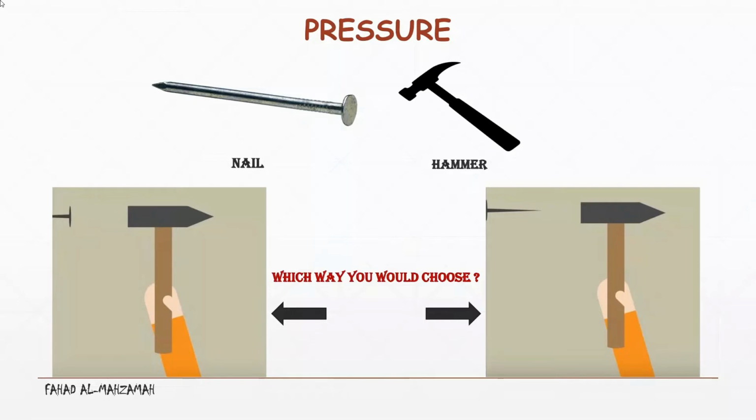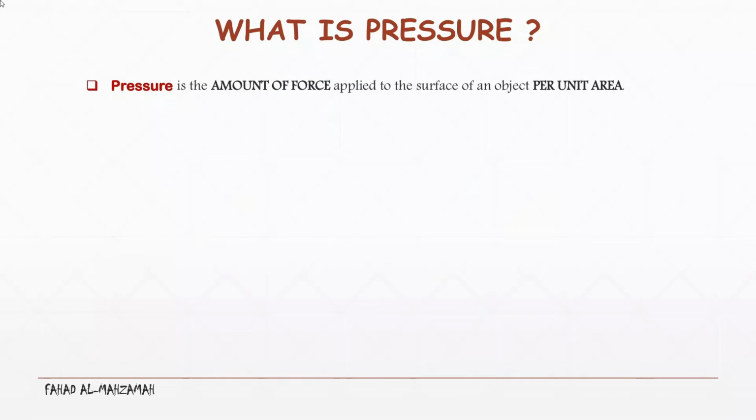So as long as you have a very small area with the same force, you will get a higher pressure than the pressure of the greater area. So what's the definition of pressure? Pressure is the amount of force applied to the surface of an object per unit of area. Again, it's how much force you apply into a surface of an object per unit of area.